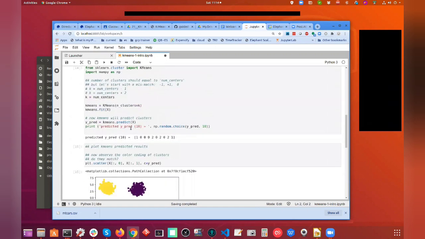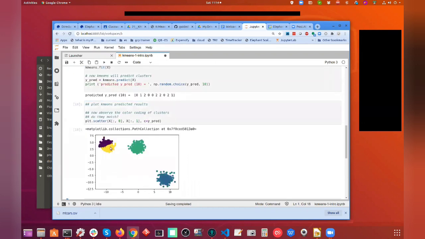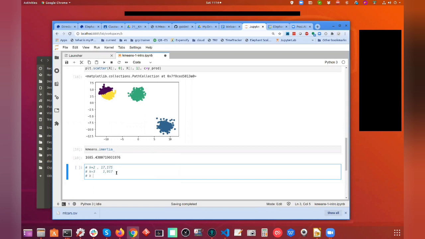And remember, as we keep going, for example, let's say if I set K equal 4, let's see what that does. So you can see it's kind of further dividing, and what's the inertia? 1600. So you can sort of see right away, if I kind of plot this, I should have done this probably, like 1685.